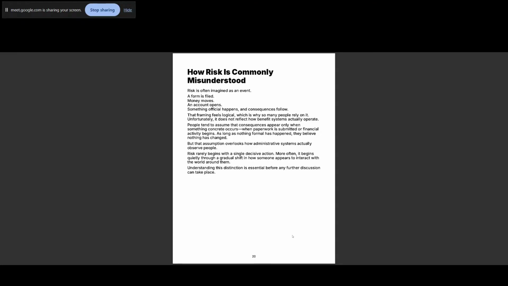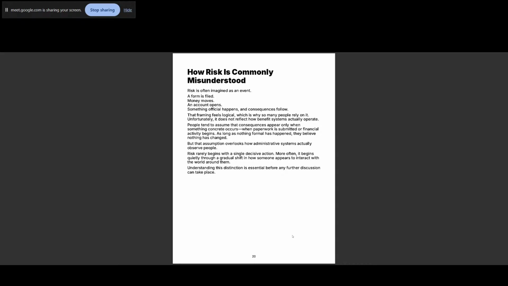How risk is commonly misunderstood. Risk is often imagined as an event. A form is filed, money moves, an account opens, something official happens, and consequences follow. That framing feels logical, which is why so many people rely on it.